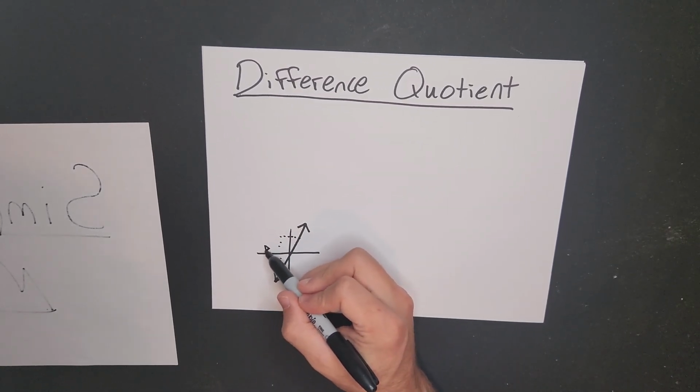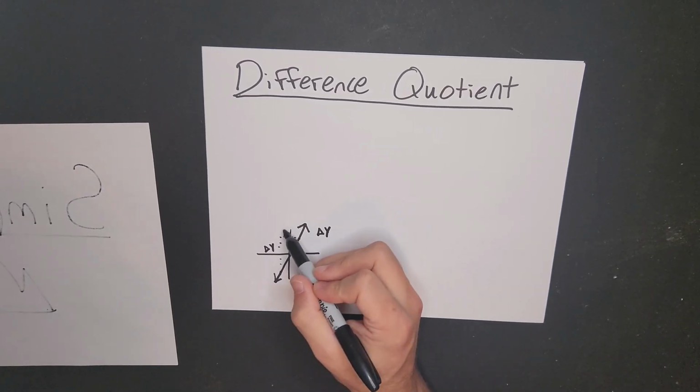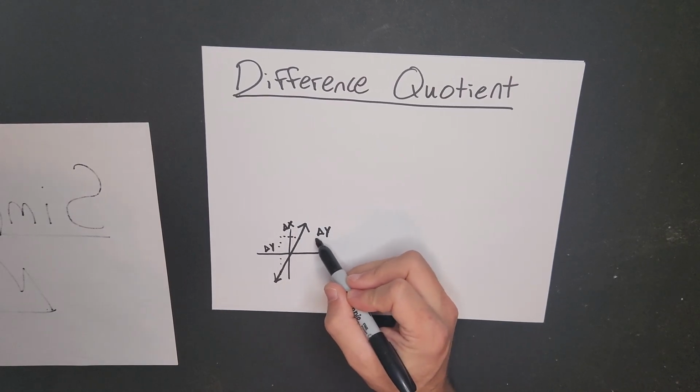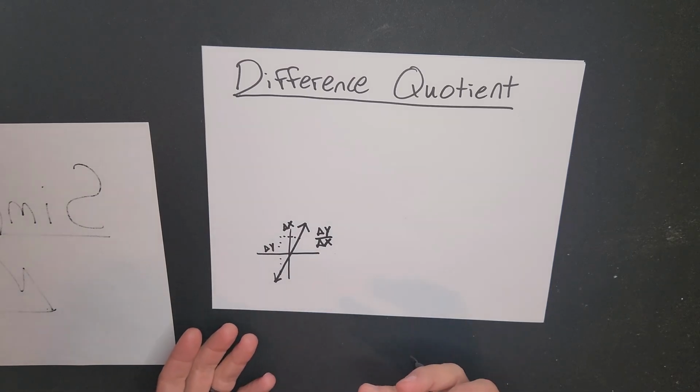So we're going to take our change in y, delta y, over our change in x, delta x. Delta in math just means change, by the way. So if you've ever seen a triangle in the context of a problem, it just means change in, okay? So that's delta. So this is how you can find the slope of a line.